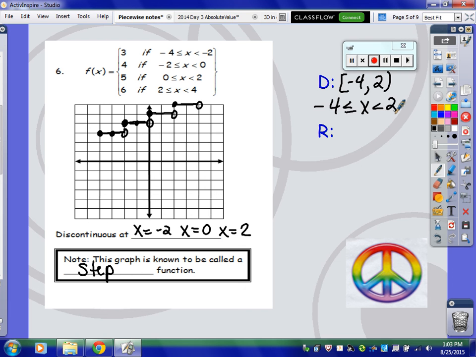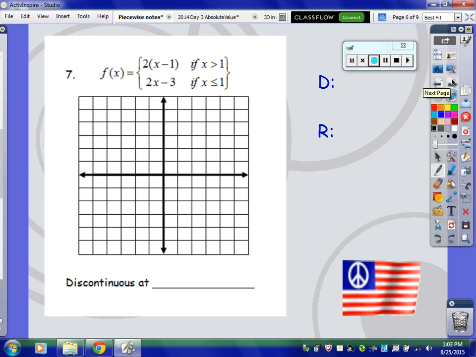How about your range? Your range is just a set, right? So our only y values we have are 3, 4, 5, and 6. Not an inequality, not an interval, because we have specific y values. That has been an SOL question in the past. I want to make sure we cover that. Alright, let's look at one more graphing, and then we'll do something different.